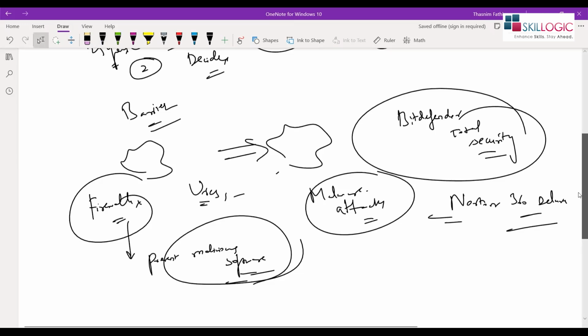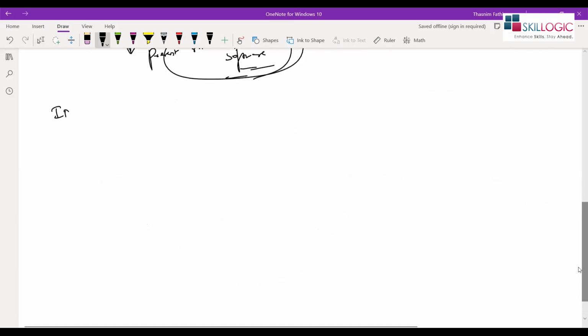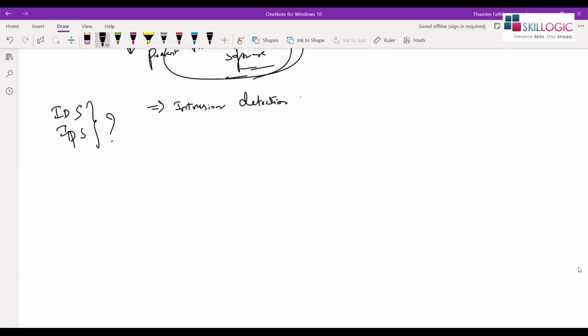Now the question is, in spite of a firewall, why is there a need for IDS and IPS systems? Why do we need to implement an intrusion detection system as well as an intrusion prevention system? The question arises here: intrusion detection system and intrusion prevention system.